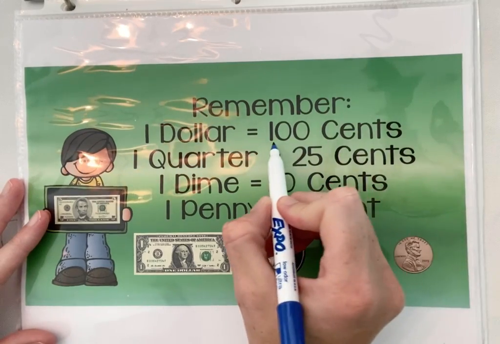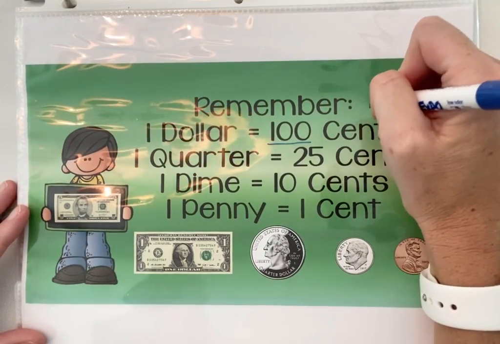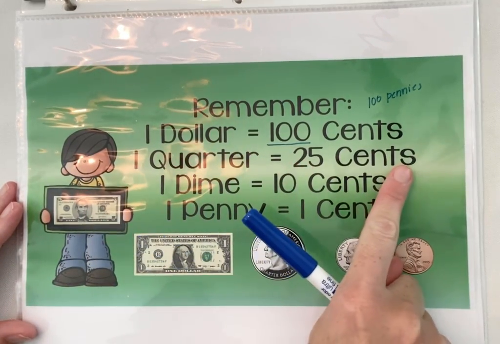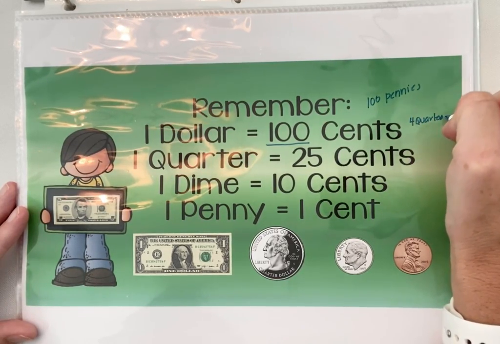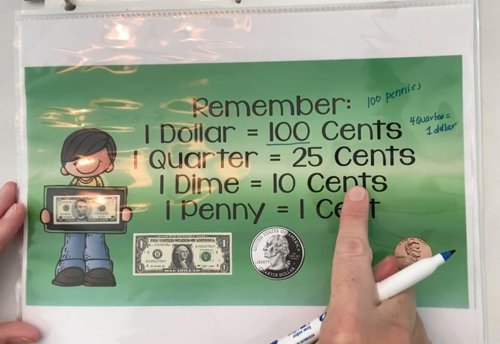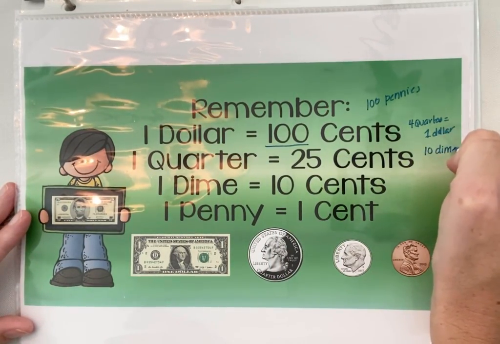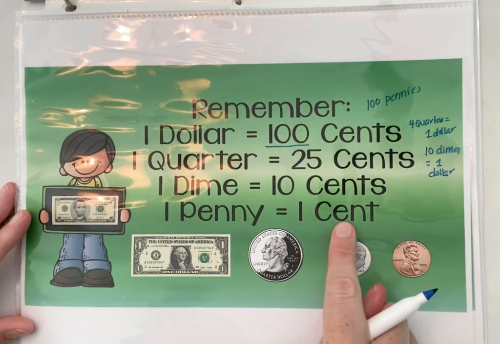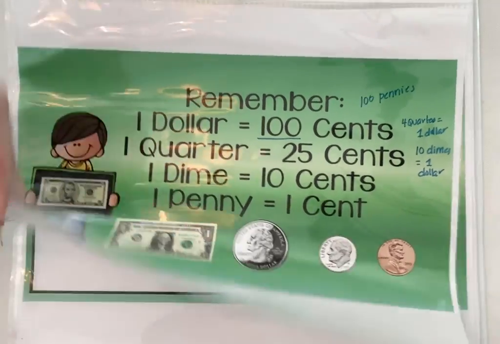So $1 is the same as 100 cents. If I had 100 pennies, that is the same as $1. 1/4 equals 25 cents. 4/4 equals $1 or 100 cents. 1 dime equals 10 cents. So if 1 dime is 10 cents, it would take 10 dimes to equal $1. And 1 penny is the same as 1 cent, okay? Those are some things that you've learned in the past that you need to go back and remember.